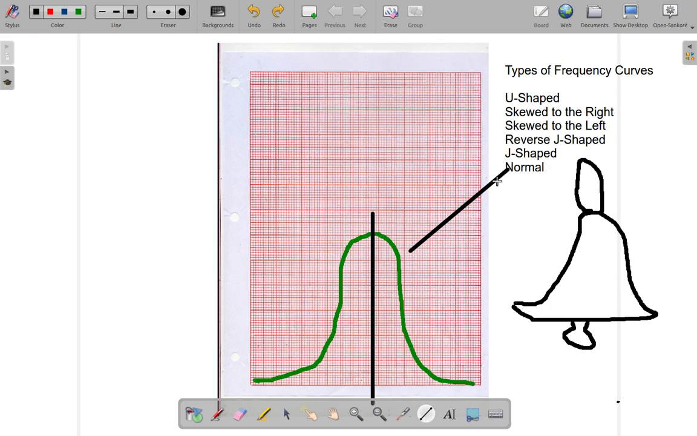So those are some of the most common types of frequency curve. As I said, later on, in a different video, we'll talk some more about the bell curve.